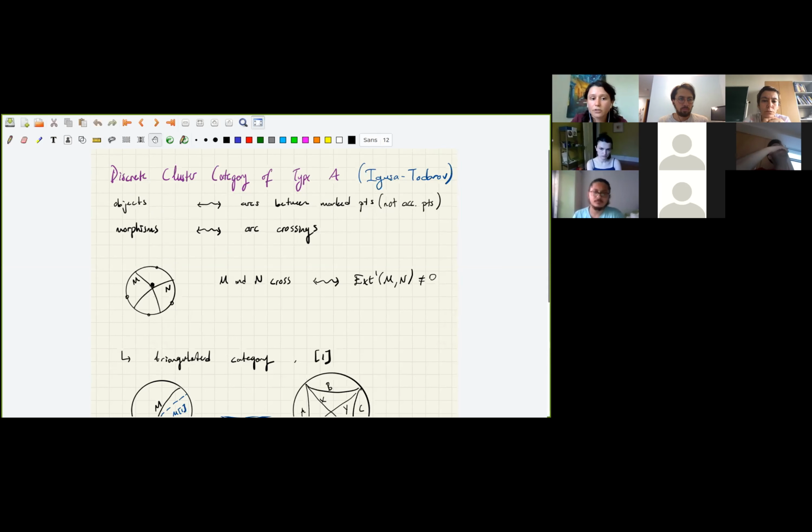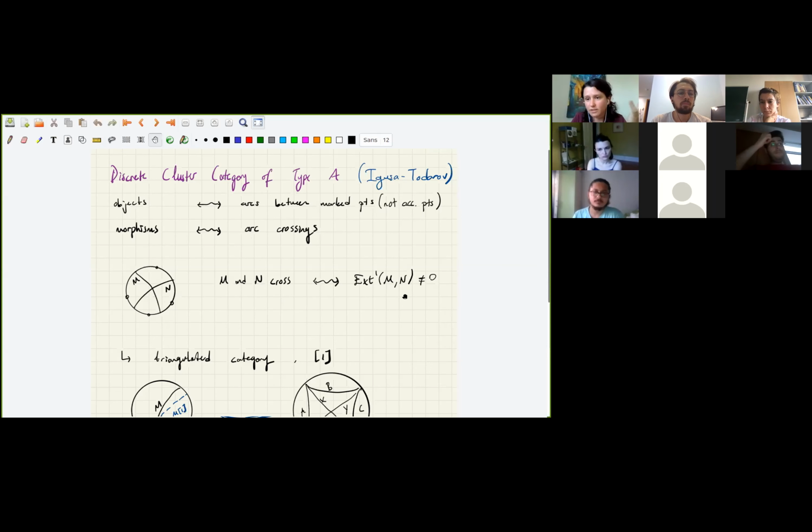And they have corresponding objects for these arcs, and they describe morphisms simply by arc crossings. So if we have M and N, two arcs crossing, they have non-vanishing Ext, namely they have a non-zero homomorphism from M to N shifted by 1. So non-vanishing Ext spaces are captured by the crossing of the arcs.